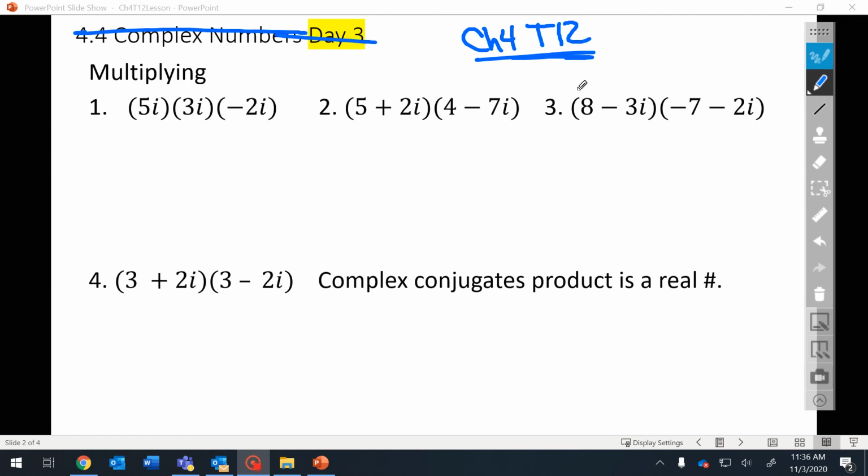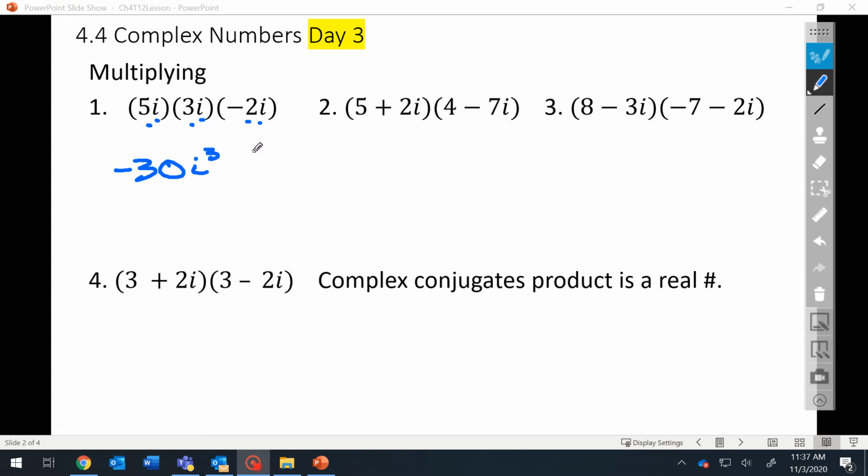Alright, so let's take a look at number 1. So first of all, we are going to multiply the numbers together. 5 times 3 is 15, times negative 2 is negative 30. Multiply the i's together. i times i is i cubed. Alright, we do want to simplify this.